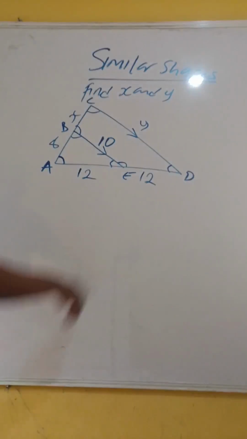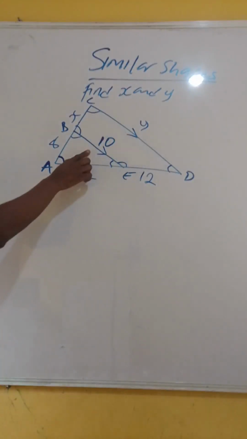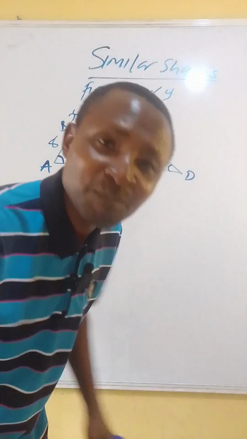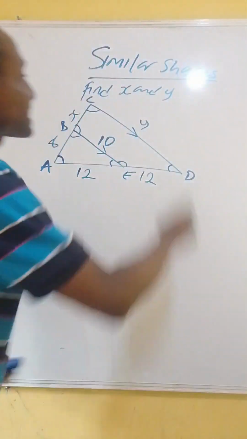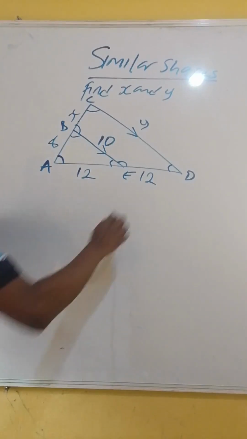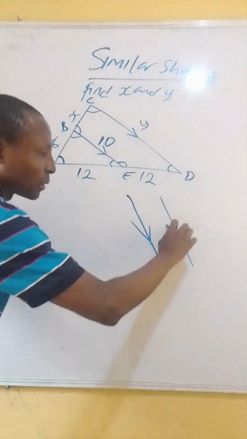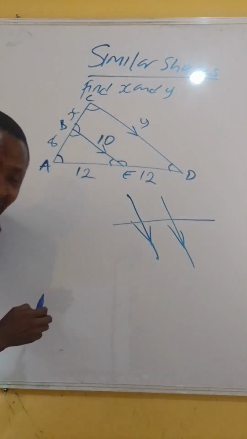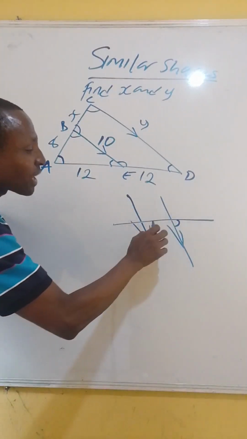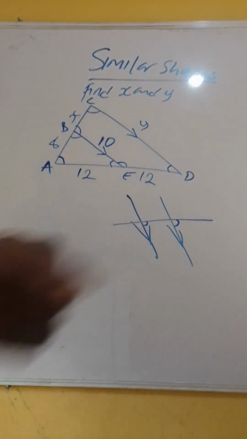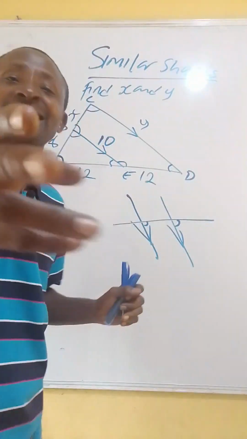Now, if you look at it, this arrow and this arrow show that they are parallel. You know what they call parallel lines? Lines that never meet. So this line and this line are parallel. Any line that cuts the parallel lines is called a transversal. And on the transversal line, we make up angles. So let us locate the angles that are the same.